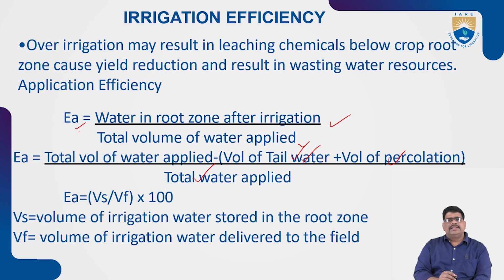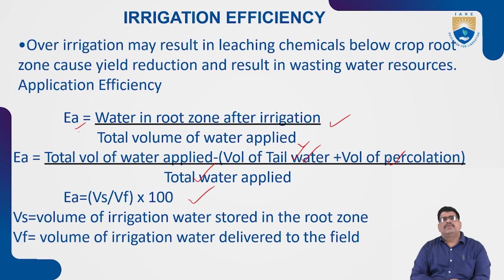There is one formula for calculating this. Application efficiency EA is equal to Vs by Vf into 100, where Vs is the volume of the irrigation water stored in the root zone, and Vf is the volume of the irrigation water delivered into the field.